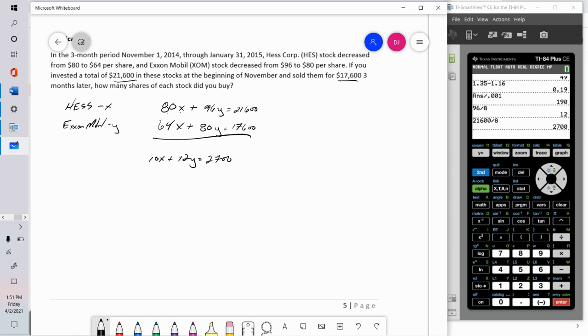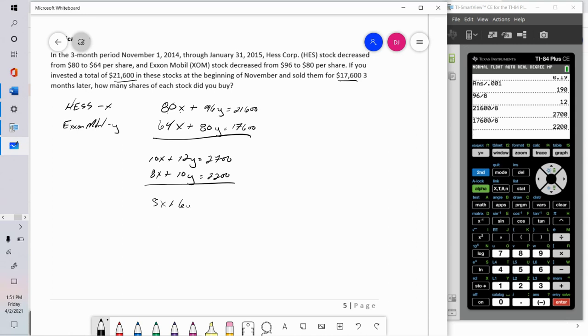If I divide 64, 80, and 17,600, each of those by 8, that's going to be 8x plus 10y equals 2,200. So what I did is I divided each of those numbers by 8 because I thought that they might all divide by 8 in order to get smaller numbers. I can decide that these numbers are small enough if I'd like, or I can notice that the numbers are all even, so that means that they're all divisible by 2. So I can reduce this even farther.